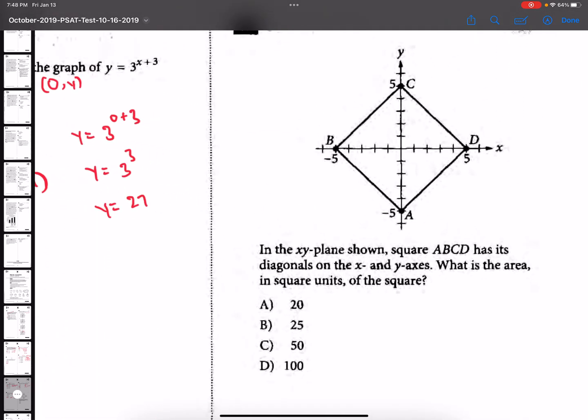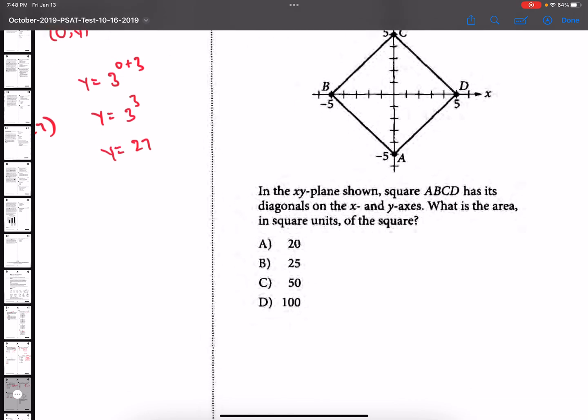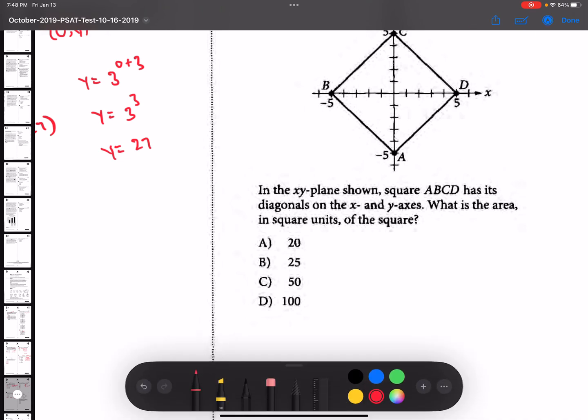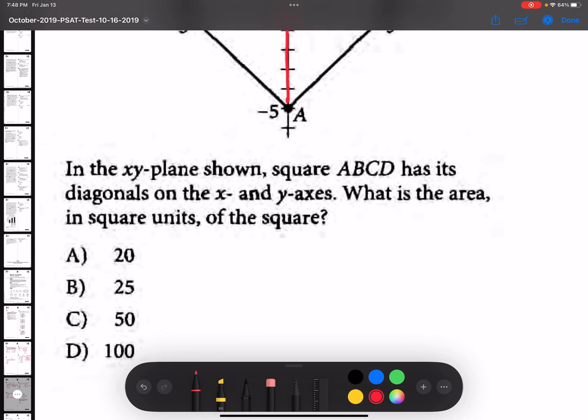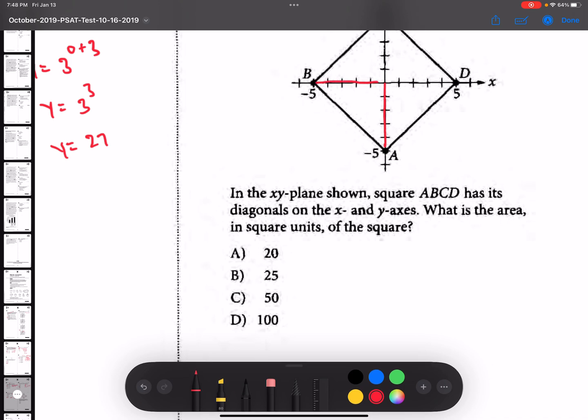Okay, number 10. In the xy plane, square ABCD has its diagonals on the x and y axis. What is the area in square units of the square? So we have a triangle here, and I see that A is 5 units long, and so is B. So we don't know C.